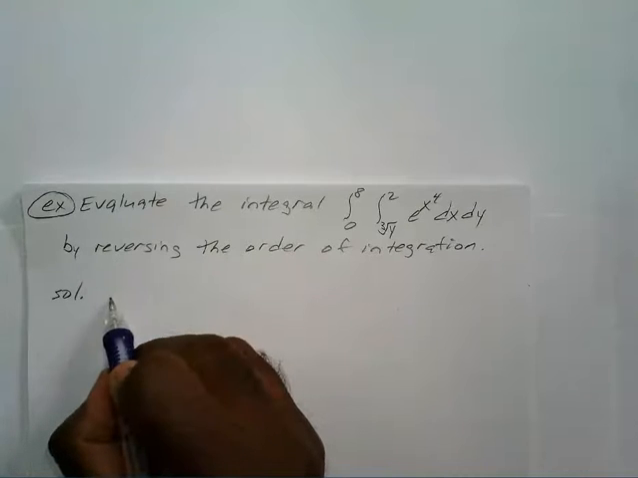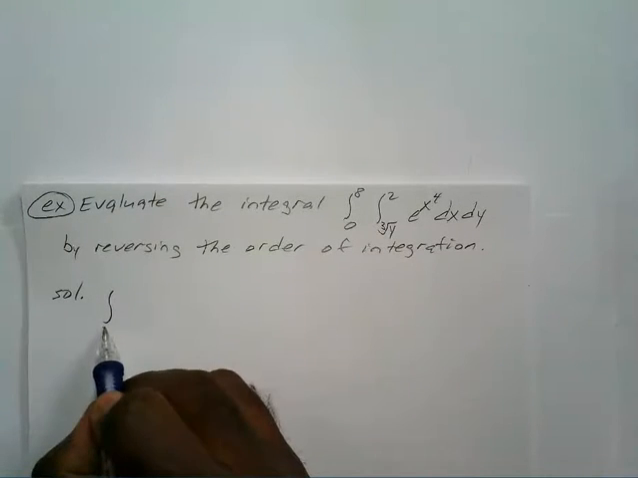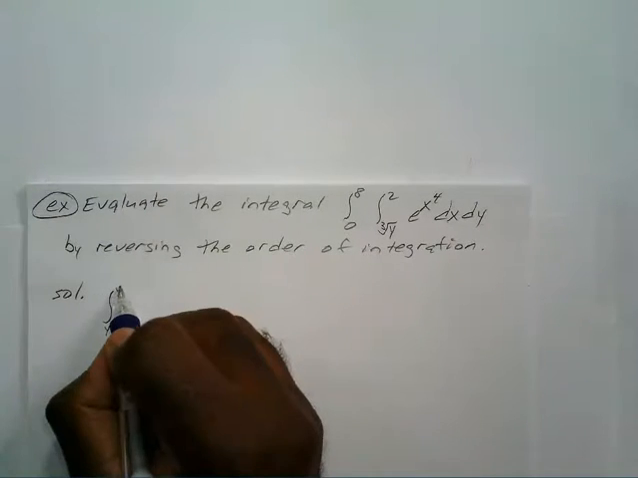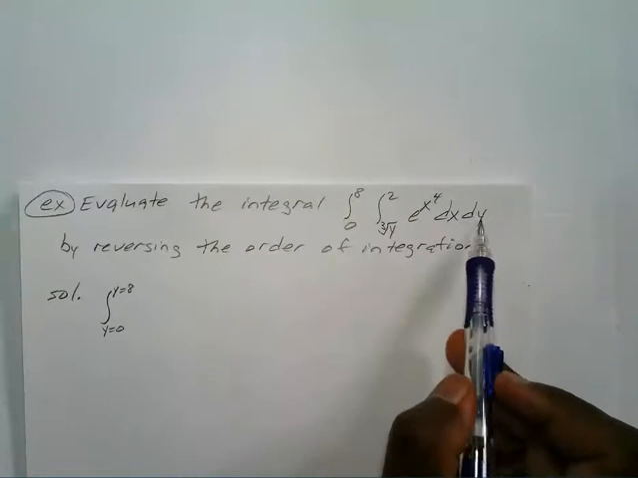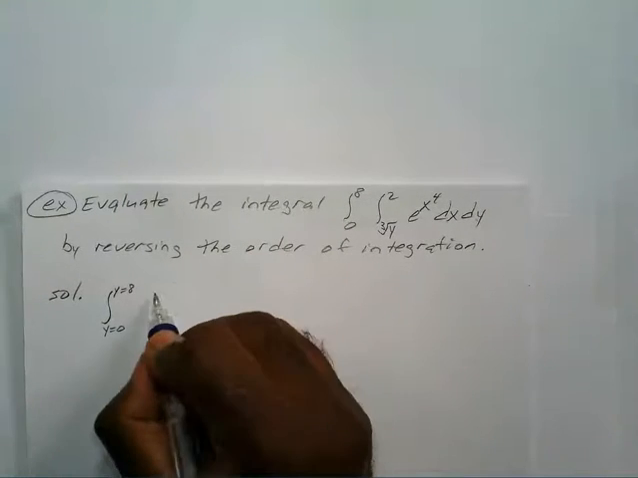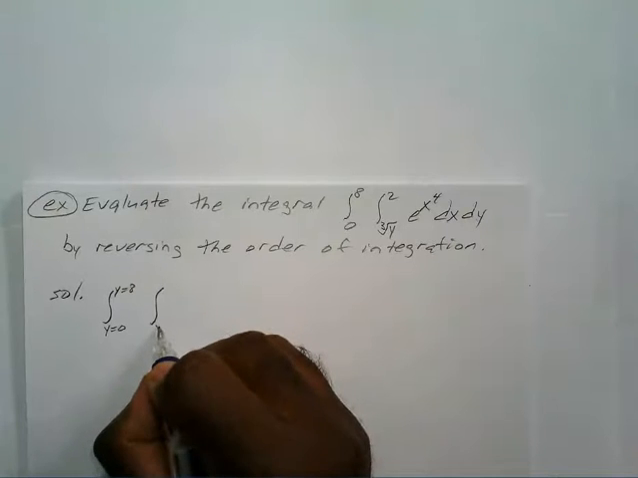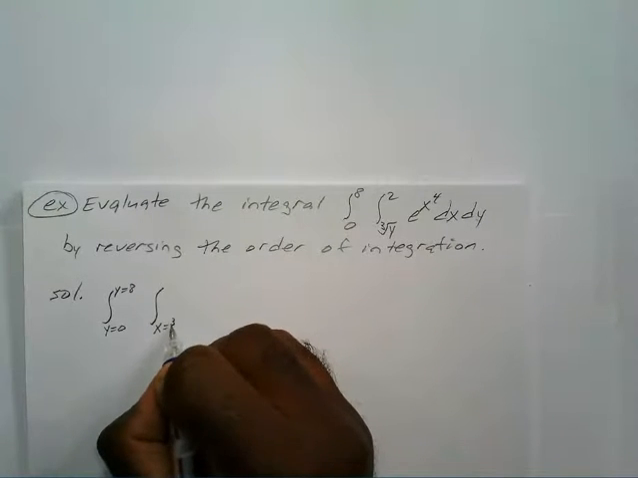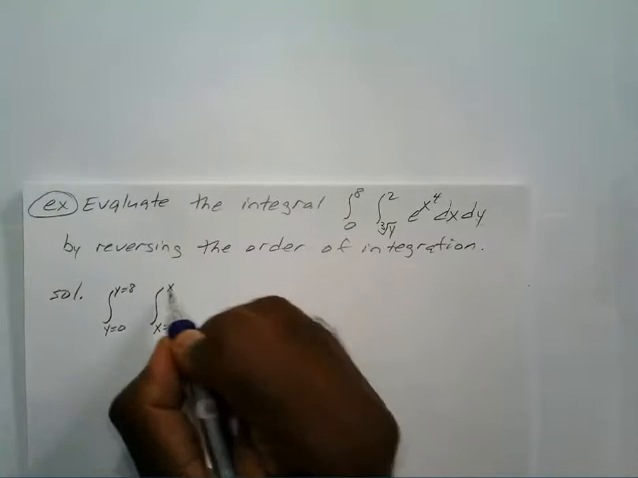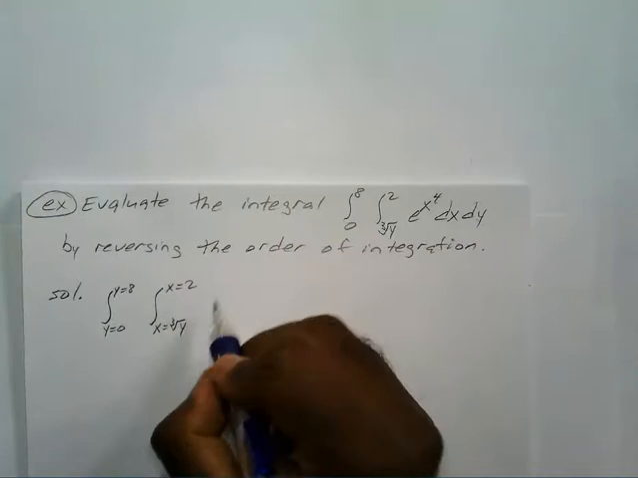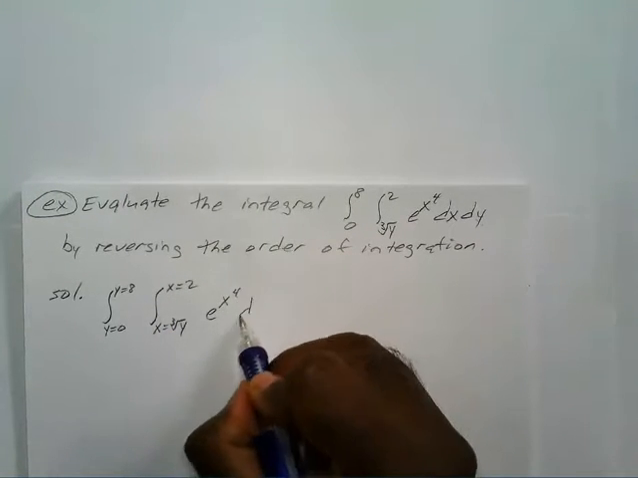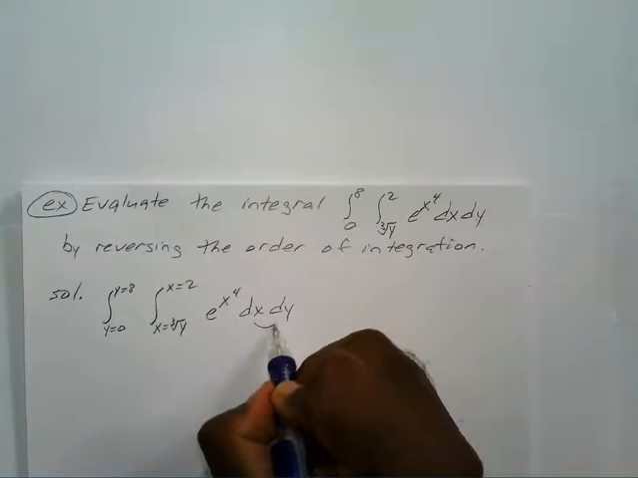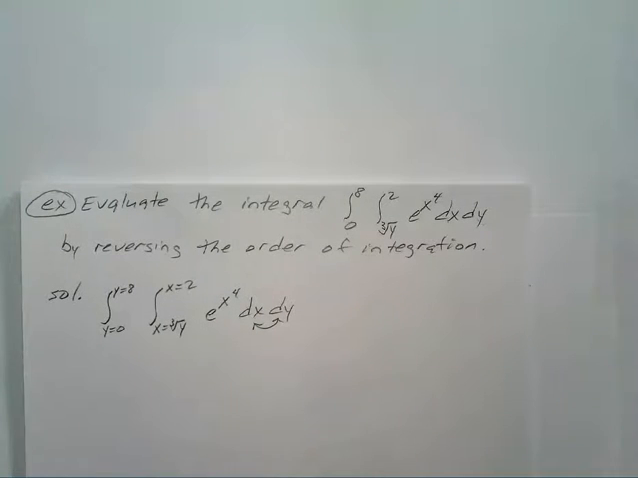Okay, so how do you do that? Well, I'm just going to rewrite this, but add our little variables in there. So this is y equals 0 to y equals 8, because that's on the outside. And this is from x equals cube root of y to x equals 2 of e to the x to the fourth dx dy. Okay, remember we're just going to switch those up.